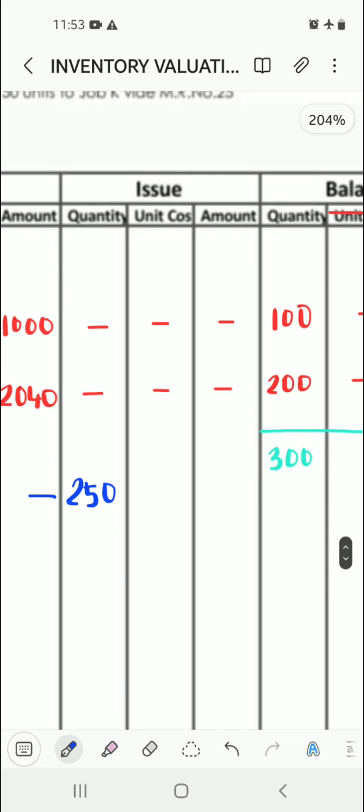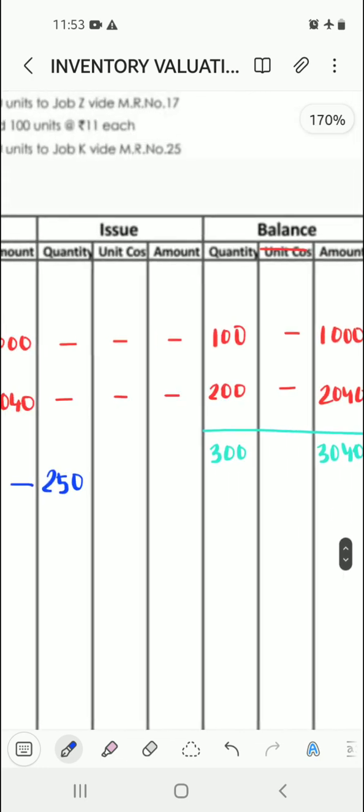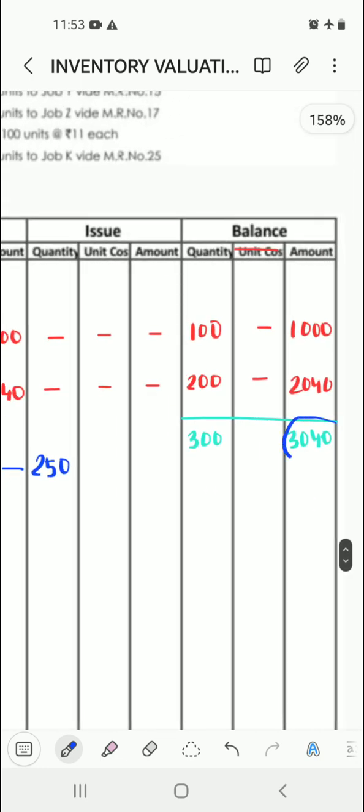So in order to find out the unit cost over here, we have to divide 3040, that is the total amount, by the quantity, whatever balance we will be left with. So over here the balance amount will be divided by the balance quantity. So 3040, that is this, divided by 300. Let's do it.